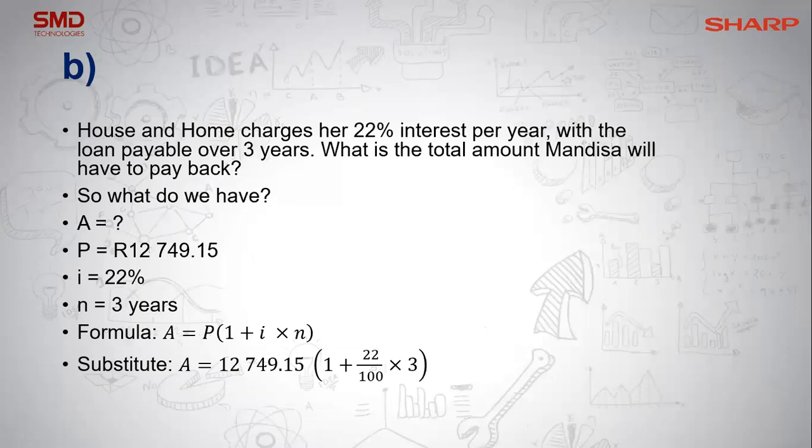Okay, so House and Home charges her 22% interest per year, with the loan payable over 3 years. What is the total amount Mandisa will have to pay back? So this is your actual simple interest calculation here. We're looking for your A. We know we have to pay back the remainder of the amount, which is 12,749 Rand and 15 cents. The interest rate is 22%, and it's over 3 years. Okay, so there's my formula, and then I substitute each of my values into it.